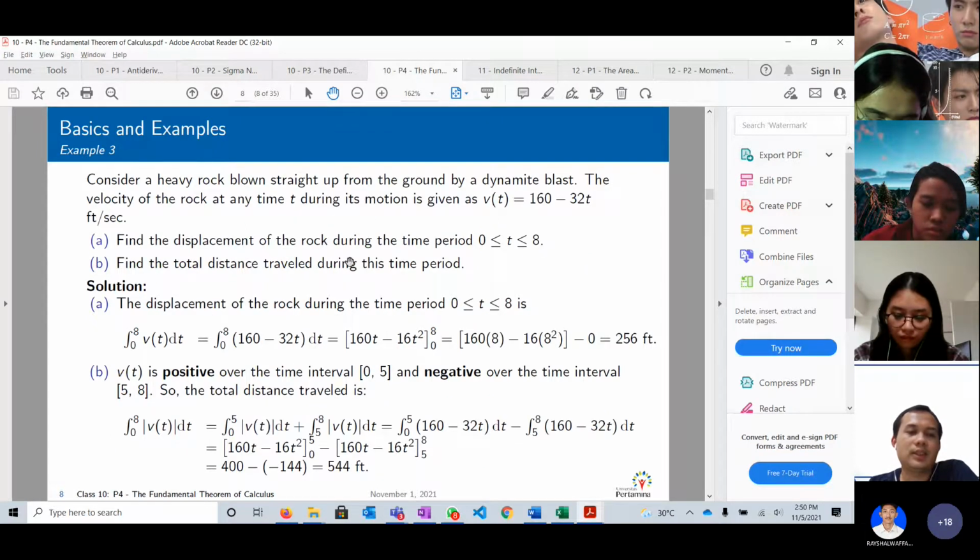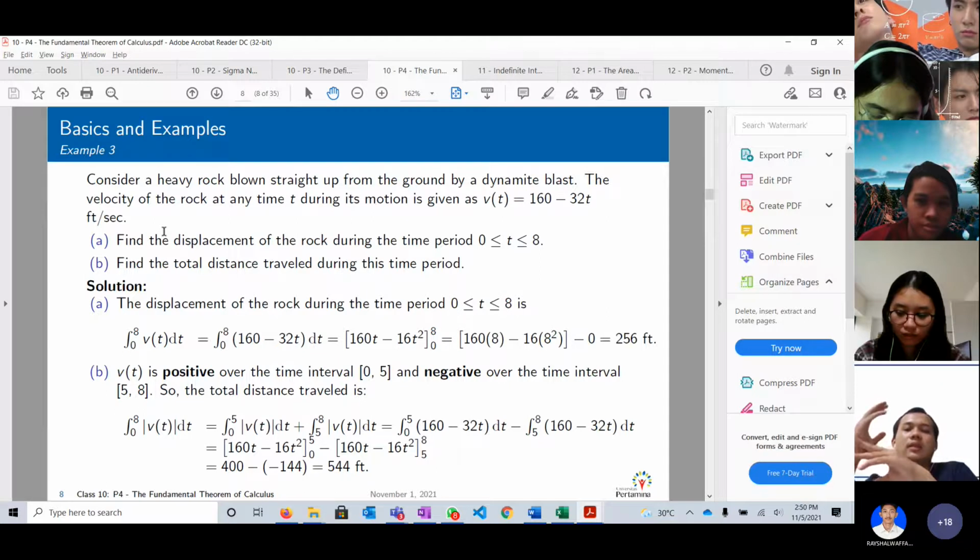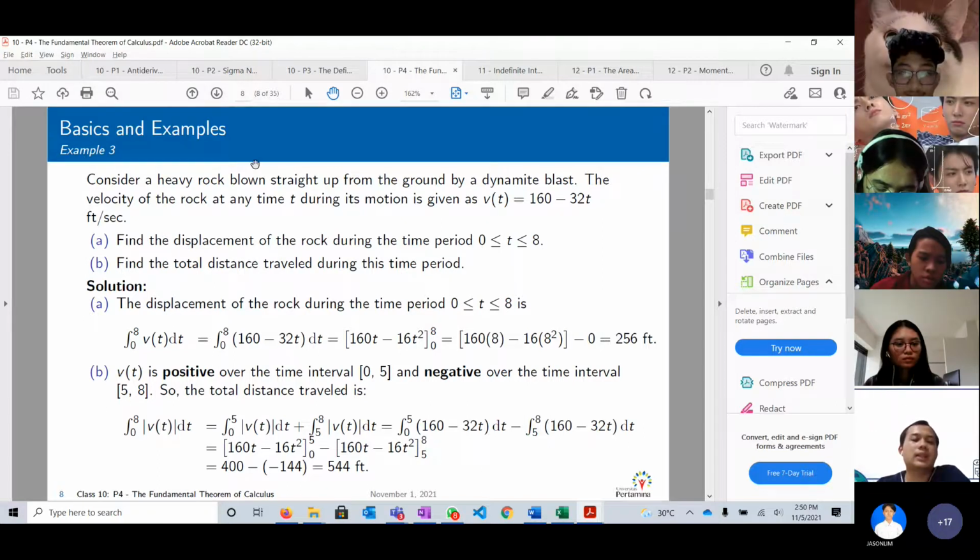Yeah, this is the example, okay? We consider a heavy rock blown straight up from the ground by a dynamite blast. Ya, jadi kita punya batu yang diledakkan ke atas, dengan ledakan. And the velocity of the rock at any time t during its motion is given as v(t) equals 160 minus 32t feet per second. Ya. Dan di sini kita tahu kecepatannya.